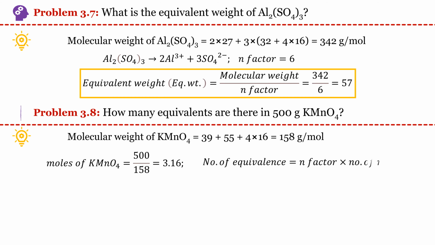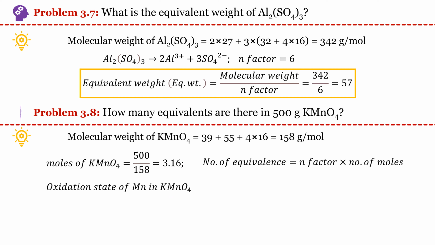Now we can write the number of equivalents equal to n factor times number of moles. So basically we need to find the n factor for KMnO4. The n factor for KMnO4 will be different depending on the solution conditions. If we have acidic condition, then the n factor will be different. For neutral condition it will be different. For basic condition it will be different. So first we need to find the oxidation state of Mn, and then corresponding to that we can find out the n factor in different solution conditions.